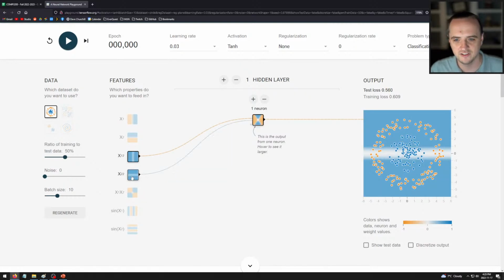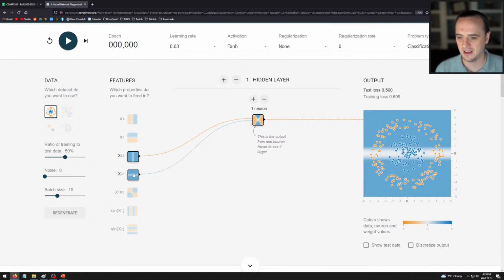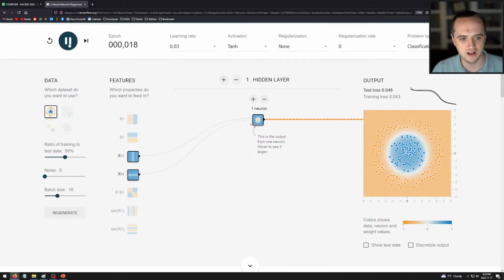This is the X distance and the Y distance. If it's the distance from the origin in the X and the distance from the origin in the Y, instead of just the X and the Y values, then here with a single neuron, we can classify this set of points perfectly. Why? It's because in the distance space, it is linearly separable.